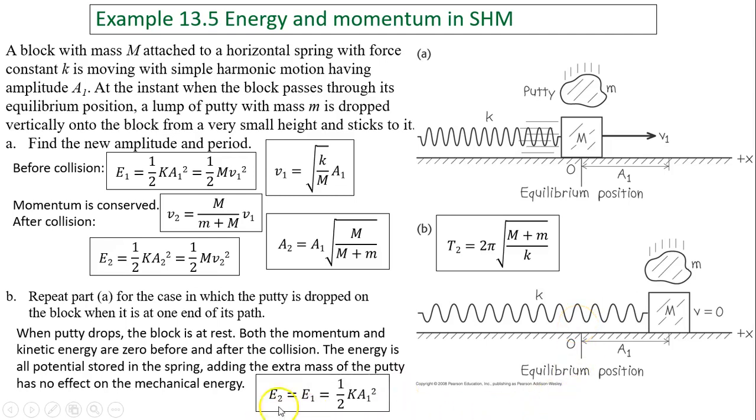Next one, total energy is the same. Velocity is smaller because the total mass has increased. However, the period still is the same. So the period has nothing to do with amplitude. Remember, period only has to do with mass and k. Since mass did not change and k didn't change, period didn't change. Period is still the same.